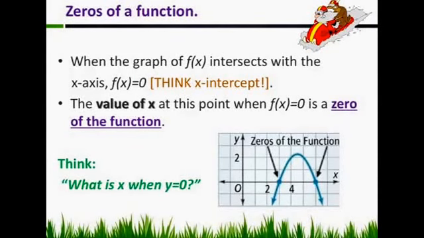The zeros of a function. When the graph of f of x intersects with the x-axis, or when f of x equals 0, think the x-intercept. That is called the zero of the function. If you look at the graph over here, wherever it crosses the x-axis, those are called the zeros of the function. The value of x at this point is when y or f of x is equal to 0. Think, what is x when y is 0? Those are the zeros of the function.